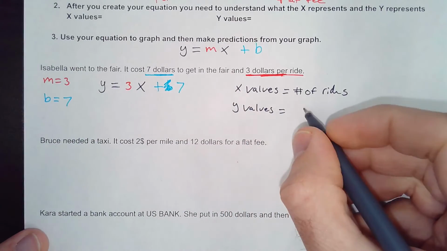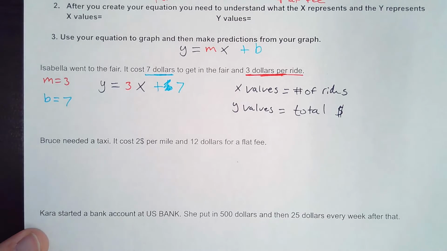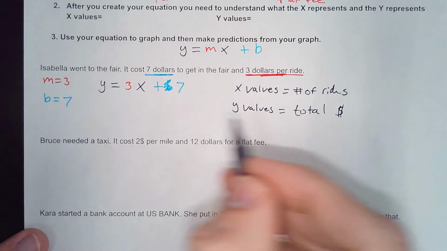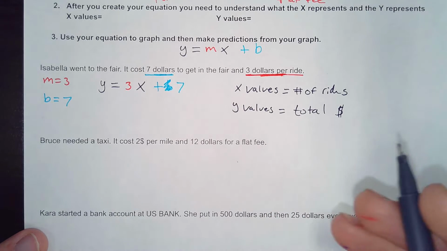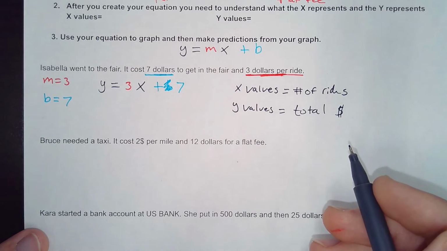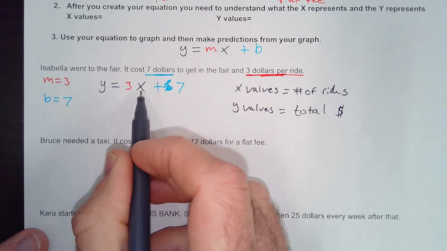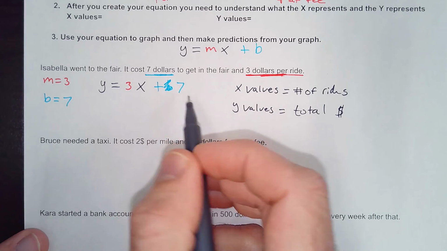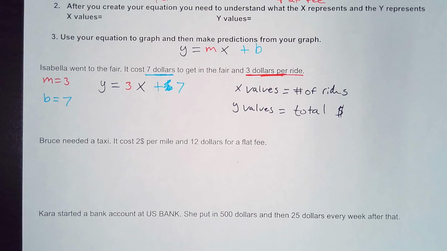So y is going to be your total amount of money that you spend, right? It's going to be how many rides times 3 plus the $7. Here's your equation. Here's what x and y mean. Now, in the future, you might be asked something like, how much would it cost if they went on 10 rides? Well, we would say 10 times 3 is 30, plus 7, $37 for Isabella to go on 10 rides.